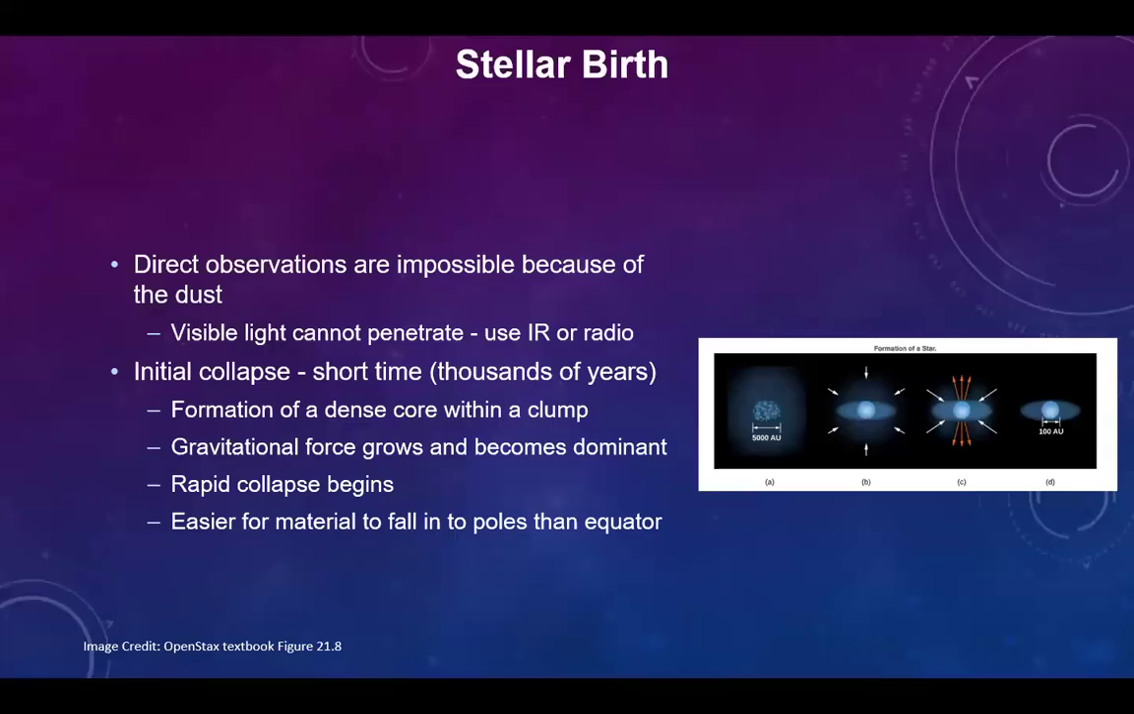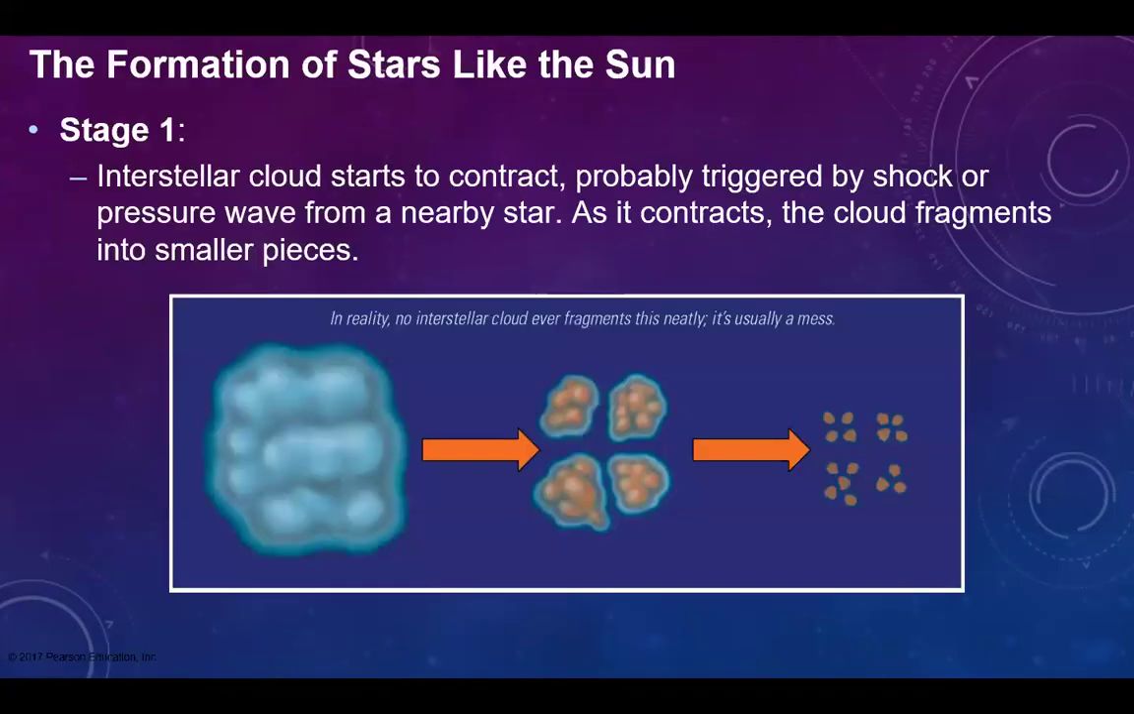And as this clump collapses, so this is some fragment of the cloud, it becomes easier for material to fall in at the poles than at the equator, because this lump of gas and dust was probably spinning a little bit, and as it contracts, it spins faster because of conservation of angular momentum. If you've ever seen an ice skater doing a jump and they pull their arms in to spin faster, or a diver doing a flip and they tuck to spin faster, that's conservation of angular momentum. Same thing happens when a large body collapses. Any rotation it has will increase.